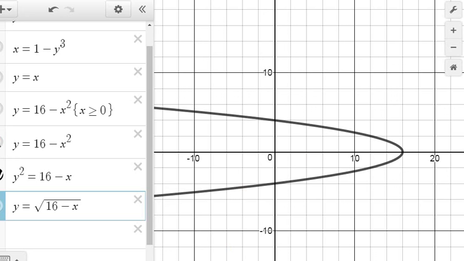Let's write down a note or two about the horizontal line test. So if any horizontal line passes through a graph at most once, the graph passes the HLT, which is the horizontal line test.